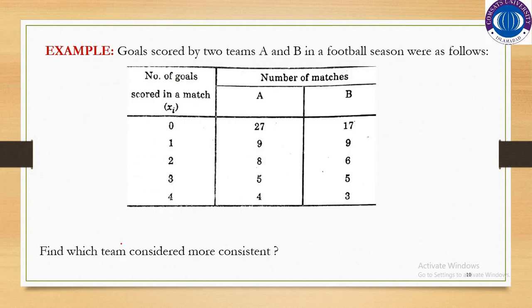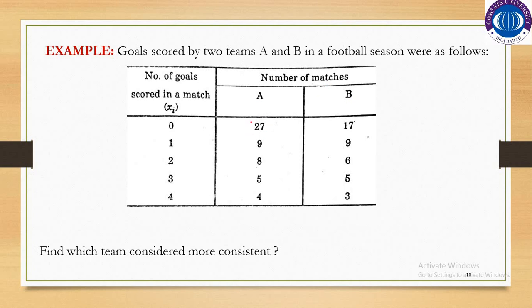So let me explain this with the help of an example. Goals scored by two teams, A and B, in football seasons were as follows. These are the number of goals scored in a match, and we denote it with small xi. 0 means that the team scored 0 goals, 1 means 1 goal, 2, 3, and 4. And then the number of matches for teams A and B.